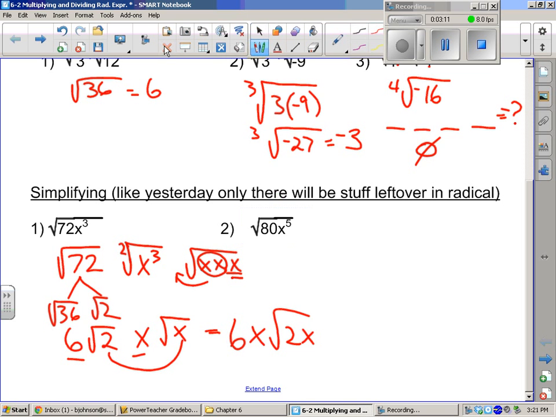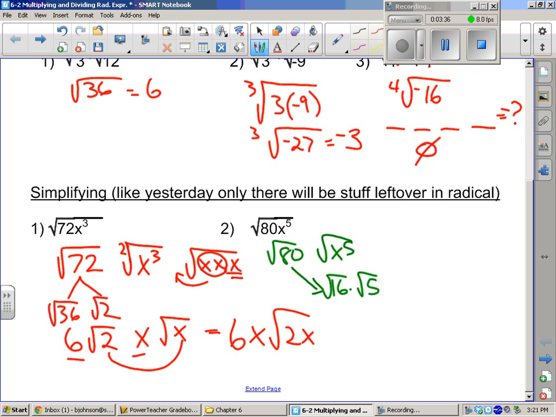Let's try another one. The square root of 80 and the square root of x to the fifth. 80, I'm going to break into, let's see, 4 would work, but I'm guessing there's something bigger. 4 times 20, so therefore 4 and 4. 16 times 5, so 16 and 5.